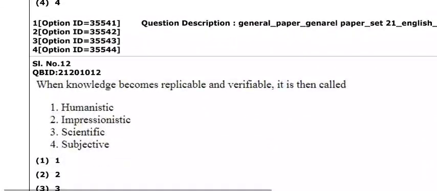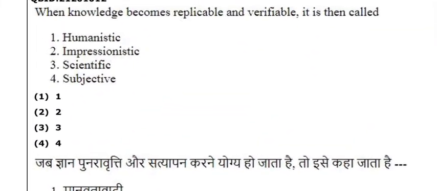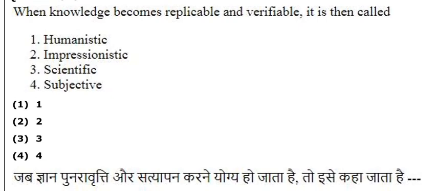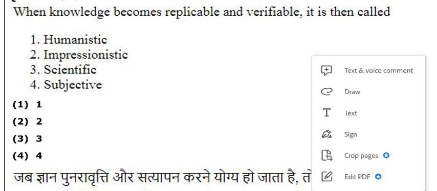Next question says, when knowledge becomes replicable and verifiable, it is then called what? Humanistic, impressionistic, scientific, subjective. It will be scientific.